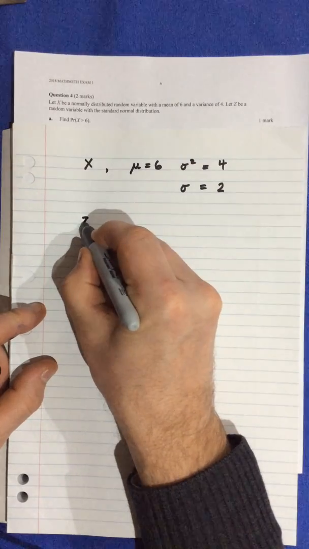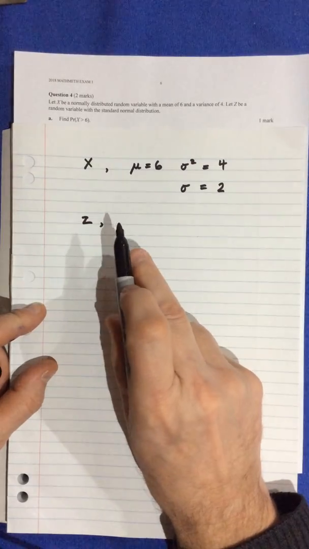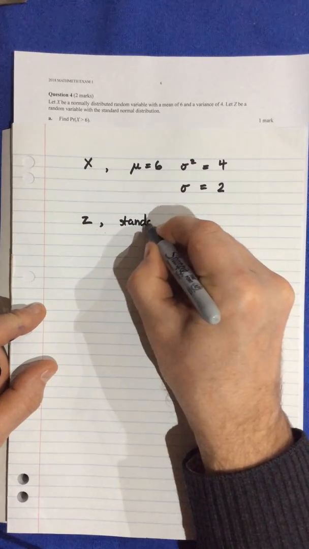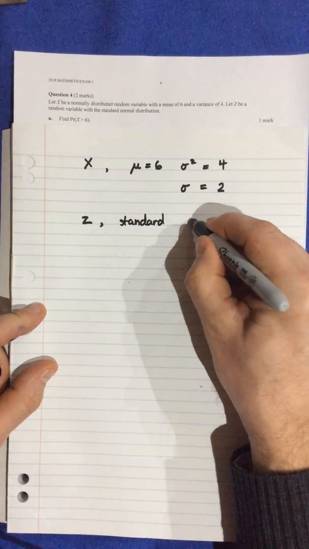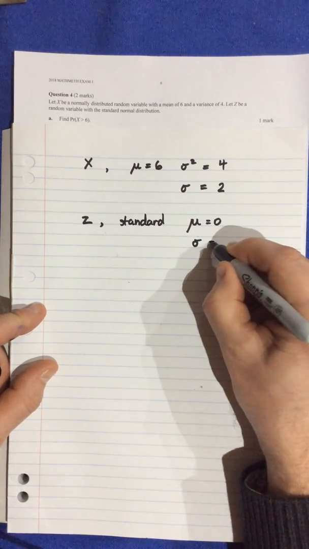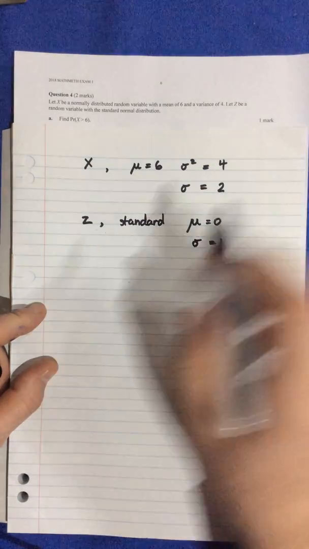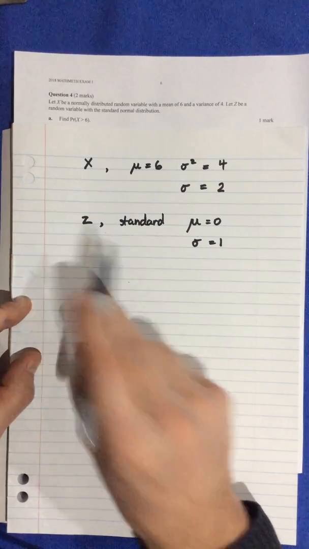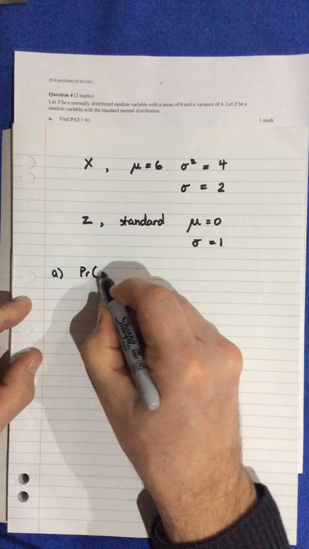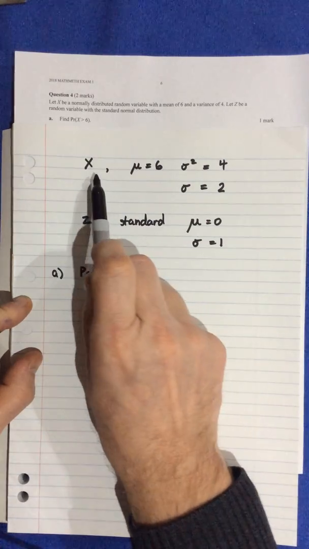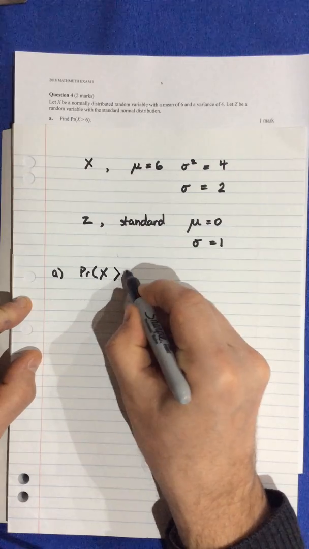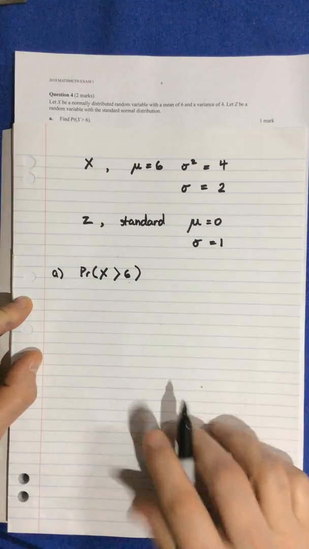Z, all they tell us is that it's a standard normal distribution, which means that it must have a mean of 0 and a standard deviation of 1. So that's the initial information. Then part A simply says, what's the probability that X, my normally distributed random variable, is greater than 6? Okay, so what's that?